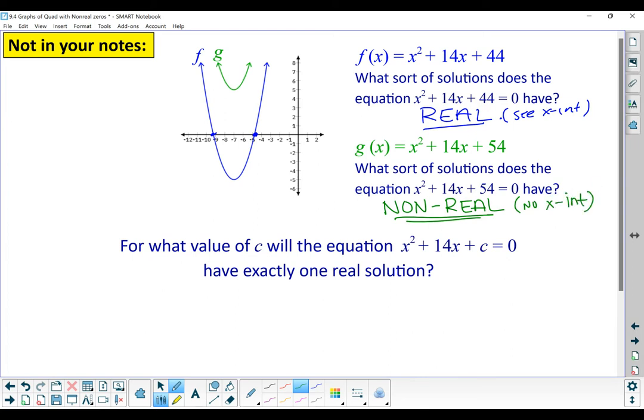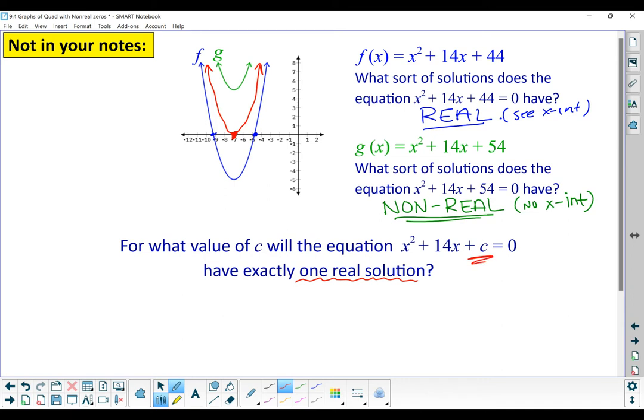So my question is, for what value of c will x squared plus 14x plus c equals 0 have exactly one real solution? Well, if it has one real solution, that means I want that vertex to be right on the x-axis. And so that means it needs to look approximately like this. And so we are trying to figure out what the c value is.